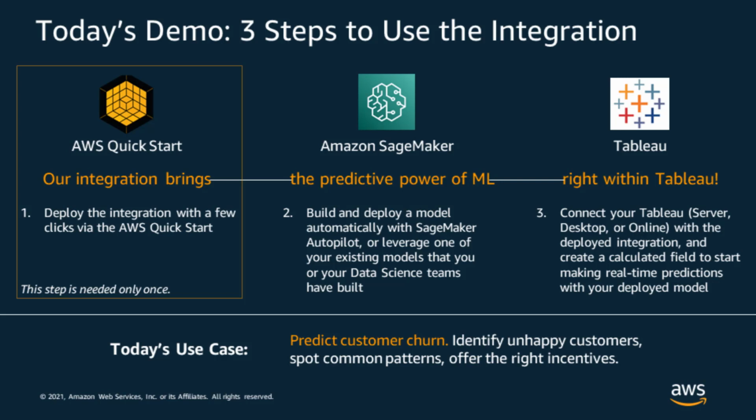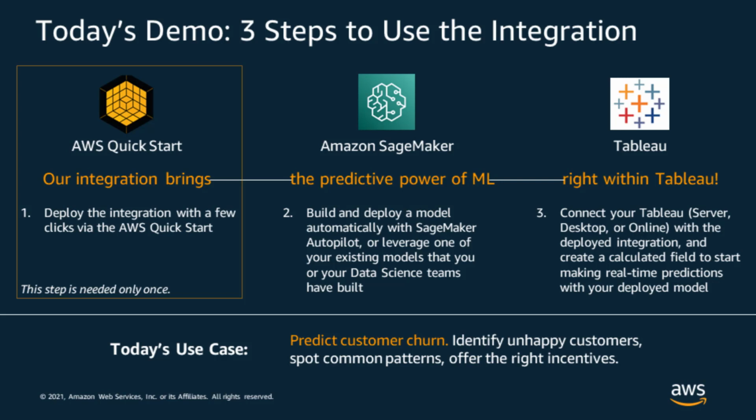And finally, all the magic will come in step 3. We will do a demo, and Nathan will show how you can use the model that I create in SageMaker to make predictions within Tableau via the deployed integration that Holt will deploy. And keep in mind that you can use either the Tableau server, the desktop, or even the online version to get your real-time predictions.